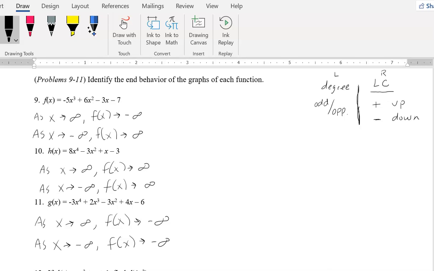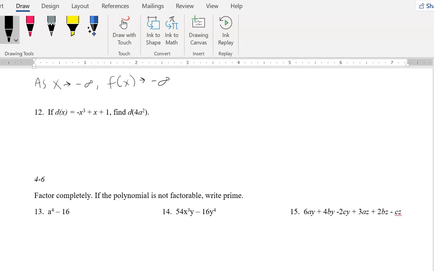Okay, so odd degree, opposite; even degree, same. Lead coefficient negative, down on the right. Lead coefficient positive, up on the right. Make sure you remember this. We've talked about this in the past, you should have it in your notes. Just go back and review that for your test. Okay, and the next problem is substitution.